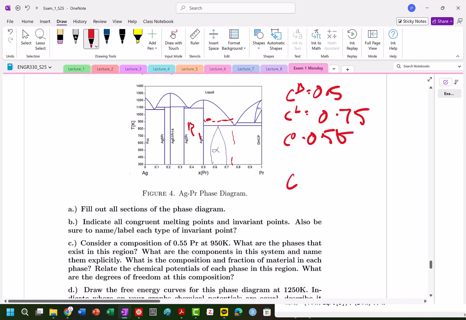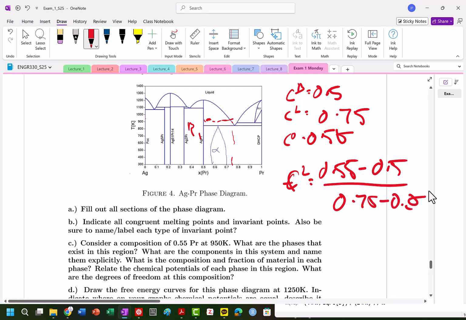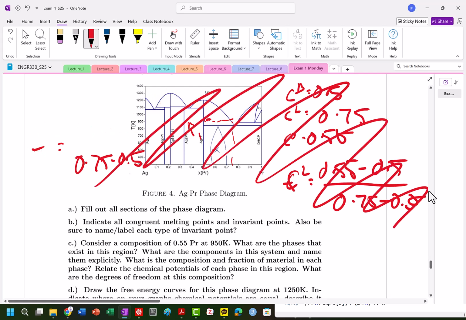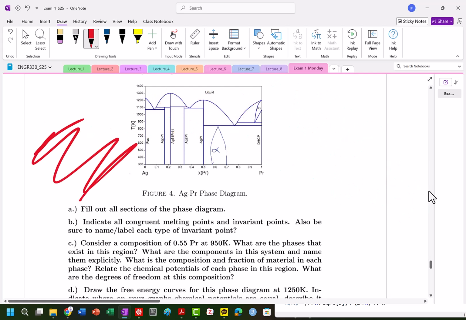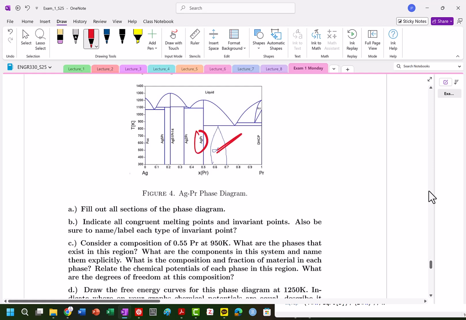So my fraction that's in the liquid phase is going to be, again, we run opposite, right? So it's going to be 0.55 minus 0.5 over 0.75 minus 0.5. And my fraction in the beta phase will be, again, run opposite. So it's going to be 0.75 minus 0.55 over 0.75 minus 0.5. So this is a 5.5. There we go. That makes sense because we're closer to the beta phase, so it should be mostly beta. And I'm just using beta as shorthand for this AG-PR.